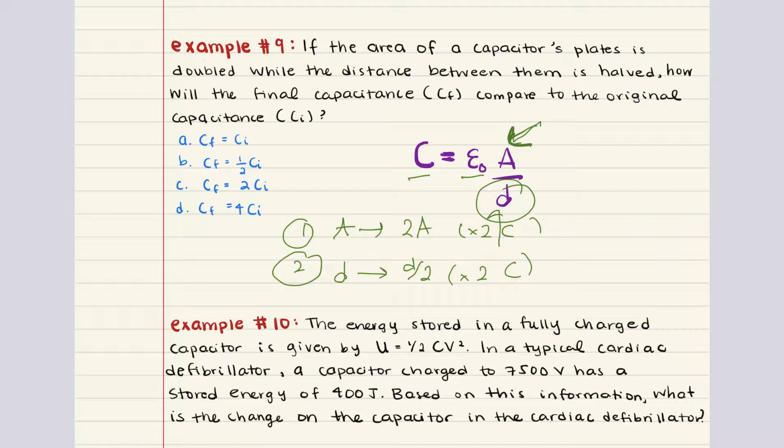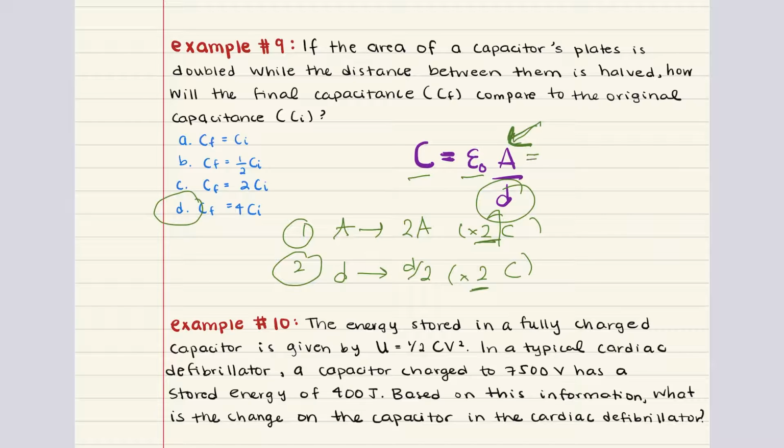Doubling the area increases the capacitance by a factor of 2, and cutting the distance in half also increases the capacitance by 2. And so the two changes multiply together to give us a factor of 4. The final capacitance is 4 times the original capacitance. And so the correct answer is going to be answer choice D.